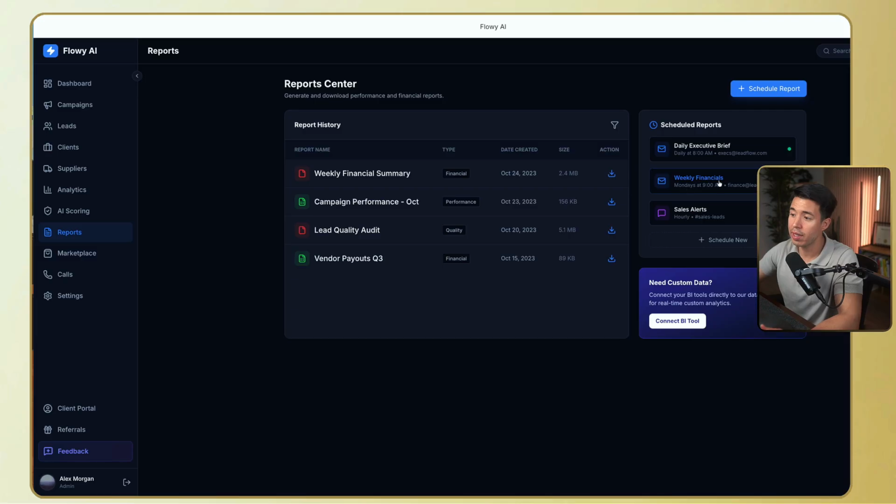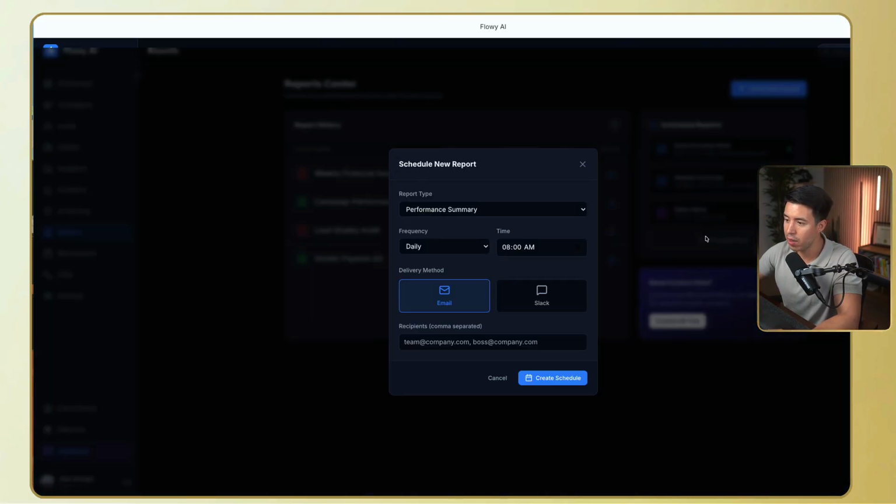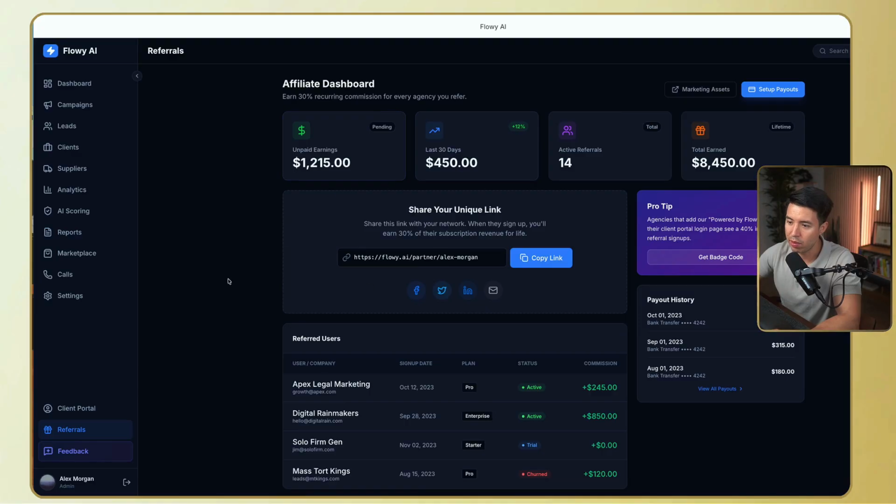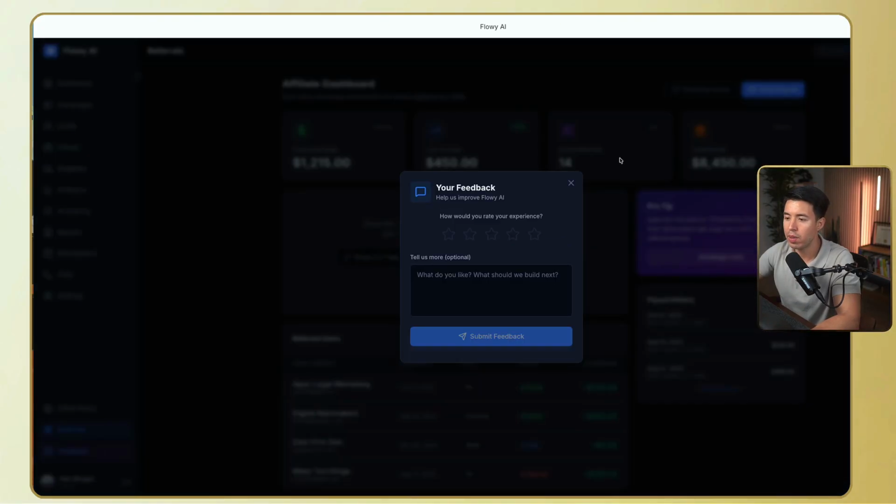So we can do weekly reports for our clients through email. We can also do some Slack reports internally for ourselves. And then marketplace and calls are coming soon features. And of course, there's a client portal, we have a referral program, and you can always give us feedback.